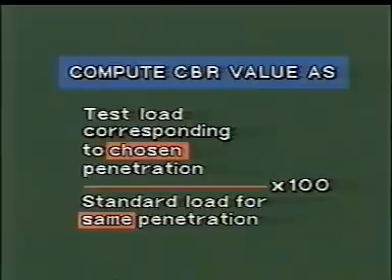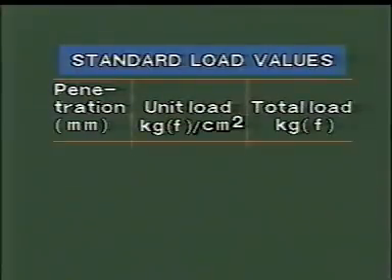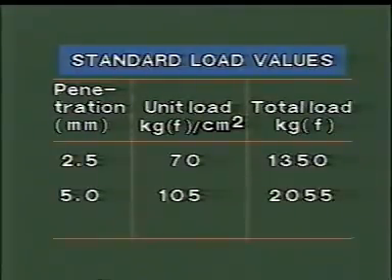The standard load values for a particular penetration are chosen from this table. Generally, CBR value for 2.5 millimeter penetration will be greater than that at 5 millimeter penetration, and in such a case the former is taken for design purpose. The results obtained by this test can be used to determine the thickness of flexible pavements using Indian Road Congress specifications.